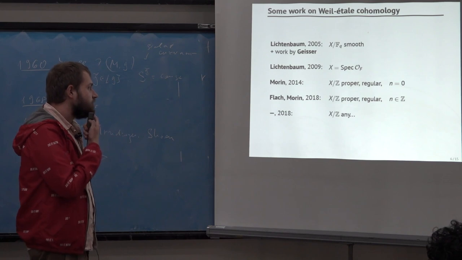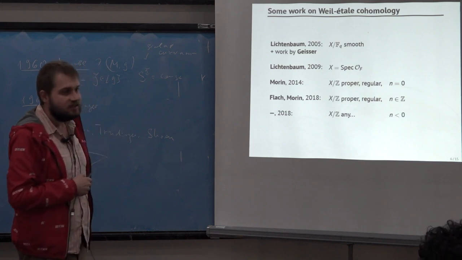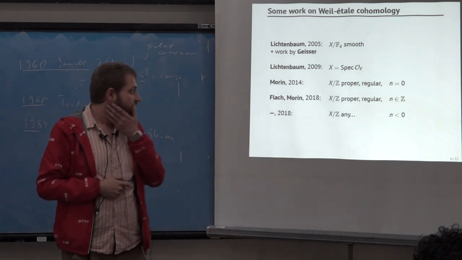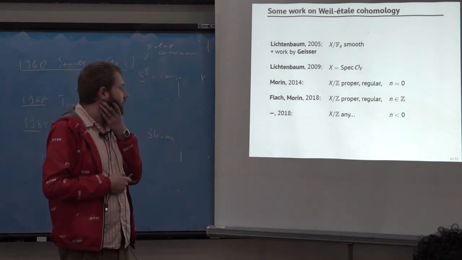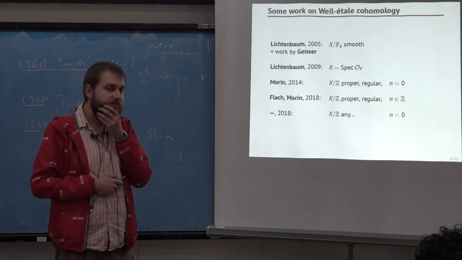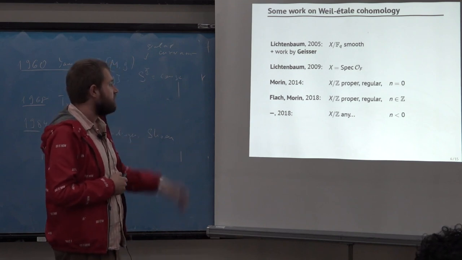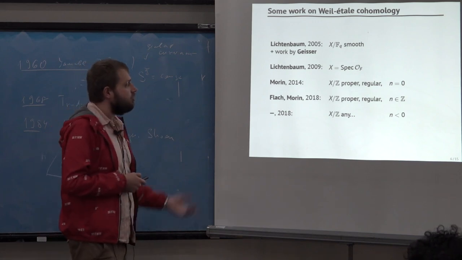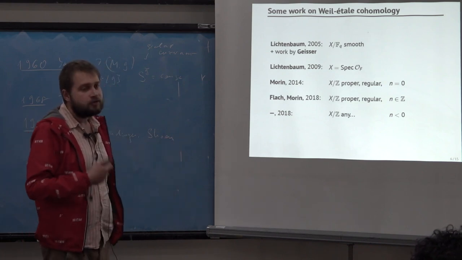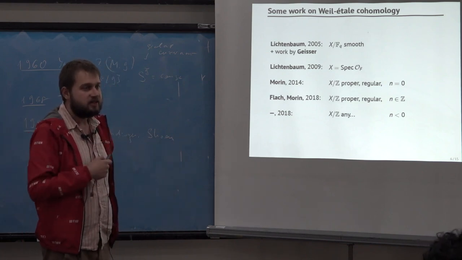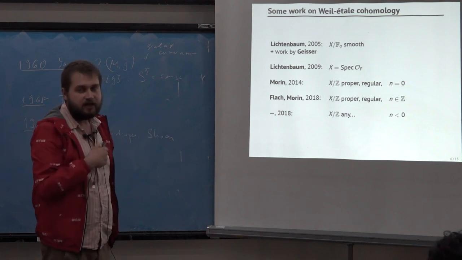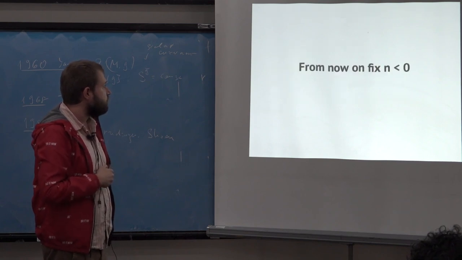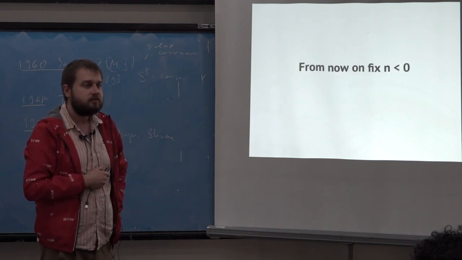But well, this sounds very serious. So actually what I did, I considered the case of n strictly negative. And it turns out that if n is strictly negative, then some parts of the theory simplify. So this is basically the idea: you lose something when you remove this assumption of properness and regularity, but you also gain something when you add this extra assumption that the values you are interested in are at the negative integers. So basically from now on, n will be strictly negative.